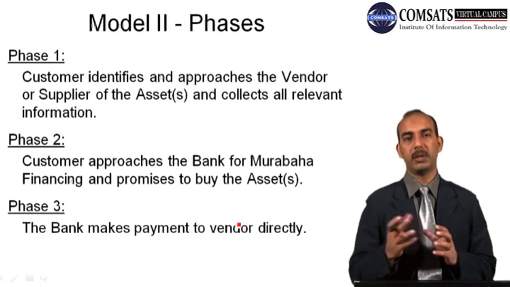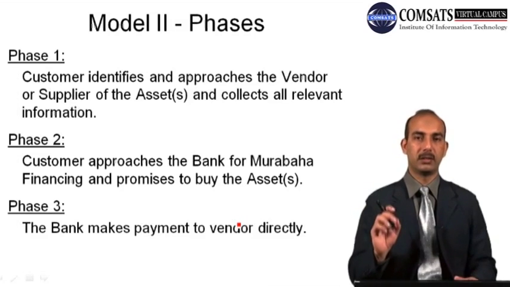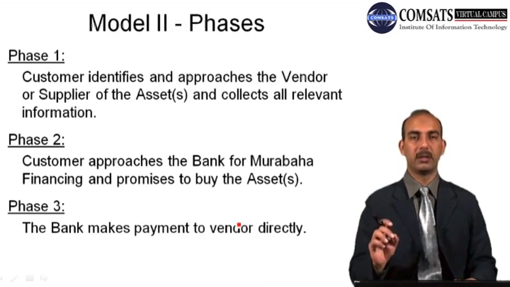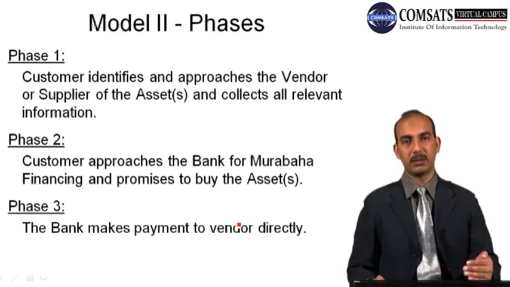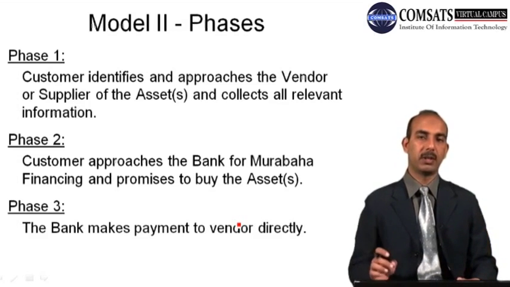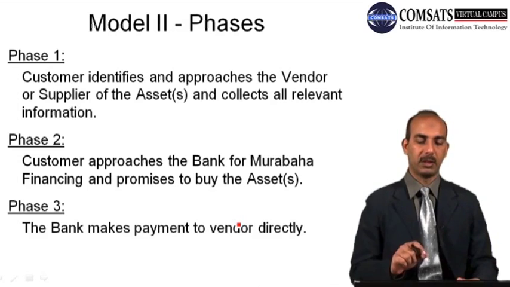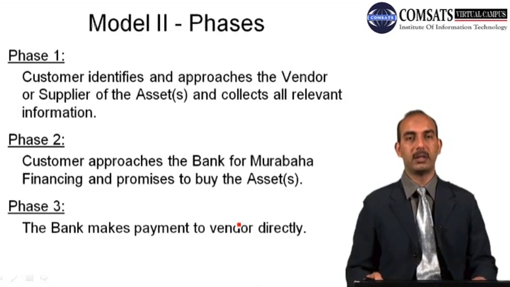So the client will be contacting different vendors, and when the client finds the asset or the good which is required by the client or the buyer, then it is the first phase. So after the asset has been identified from different vendors, then the client will contact the banker. So that is the second phase. So the customer approaches the bank for Murabaha financing and promises to buy the asset.